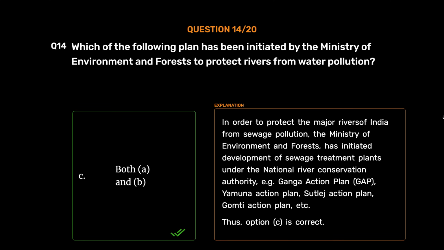In order to protect the major rivers of India from sewage pollution, the Ministry of Environment and Forests has initiated development of sewage treatment plants under the National River Conservation Authority. For example, Ganga Action Plan, GAP, Yamuna Action Plan, Satluj Action Plan, Gomti Action Plan, etc. Thus, option C is correct.